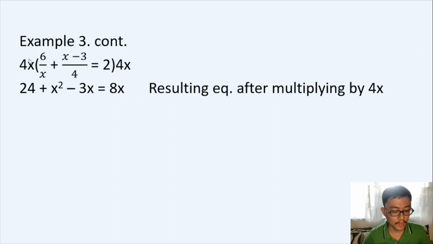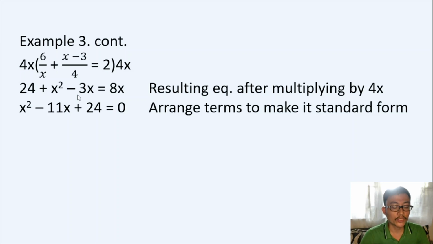Then, doon naman sa kabila, 4x times x minus 3 over 4. Pwede yan. Cancel na lang natin yung 4. So, that becomes x times x minus 3. Kaya, x times x, that's x squared. X times negative 3, that's negative 3x. Equals 2 times 4x, that is 8x.